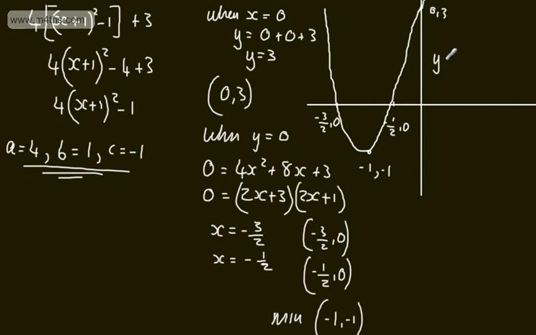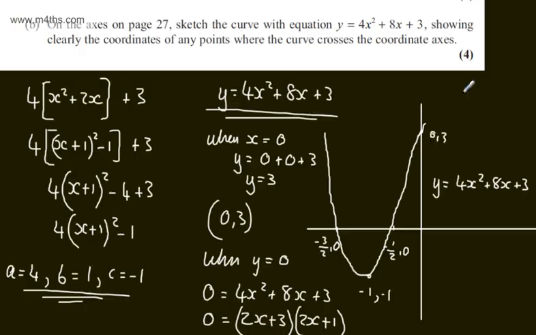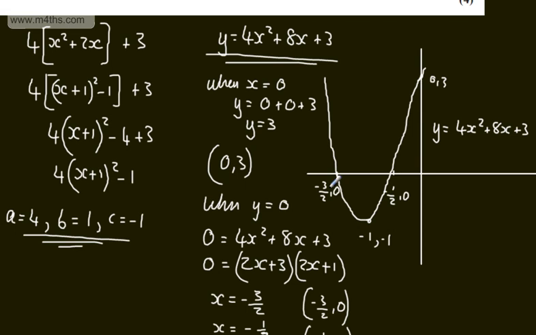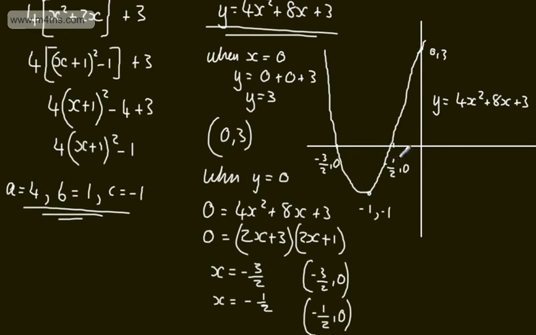So we can say that y is going to be equal to 4x squared plus 8x plus 3, and we're offered now 4 marks in total. So we need the point here (0, 3), we need the point (minus 3 over 2, 0), we need (minus half, 0). We don't need the minimum point, but we do need the general shape.